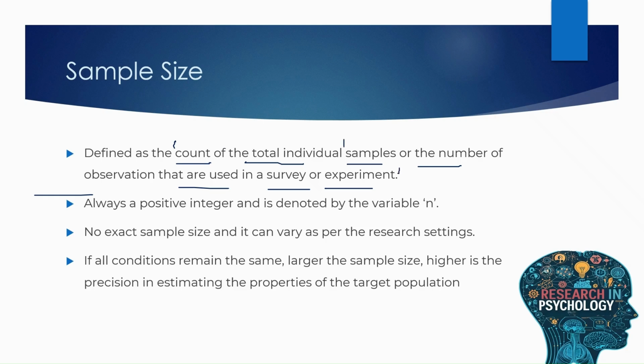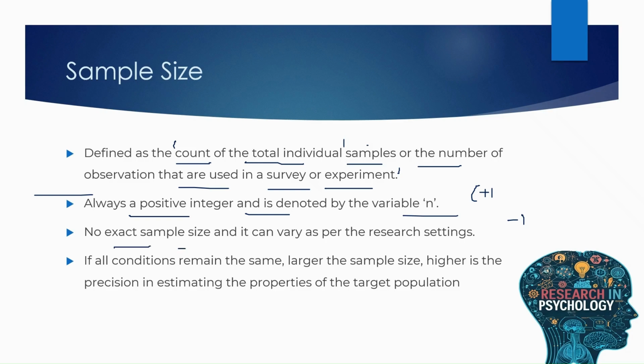Total number of individuals in a sample. All right, that is sample size. It is always a positive integer and is denoted by the variable n. Why? Because it is a number, right? It will always be positive. You cannot have negative one number. Okay, so it's always a positive integer.